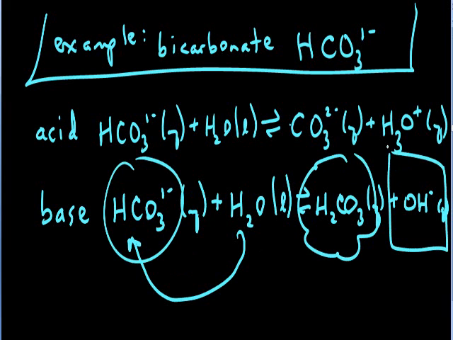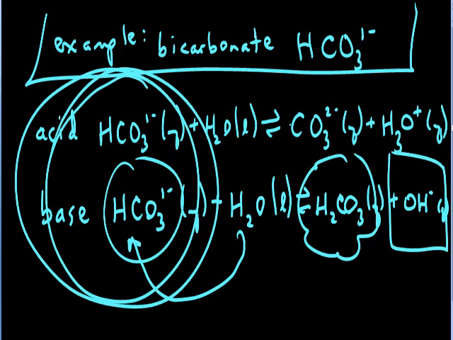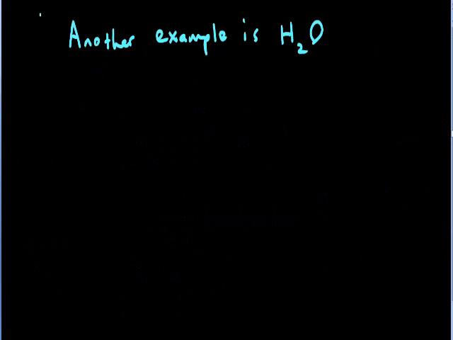Because this can behave either as an acid or a base, the bicarbonate is something that would be known as a species that is amphiprotic. Another example of something that's amphiprotic is water, H2O.